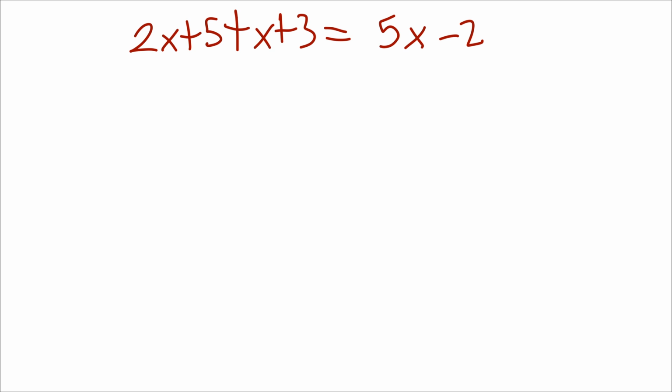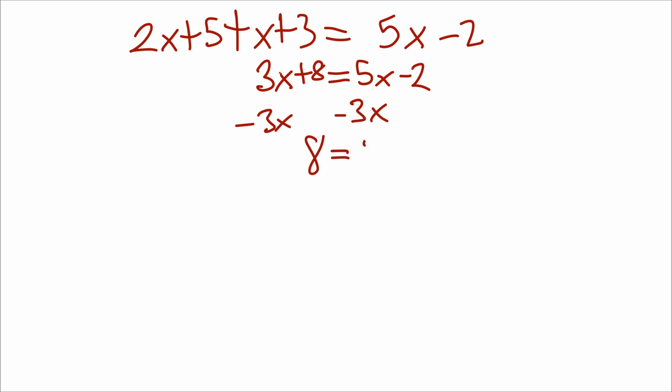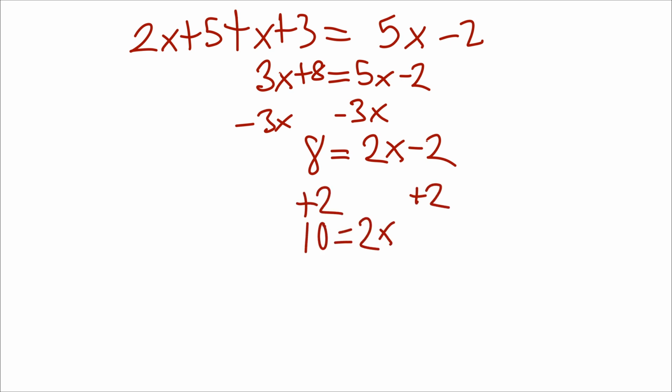So let's do some math. First thing I do, combine terms. 2x plus x is 3x. 5 plus 3 is 8. 3x plus 8 equals 5x minus 2. Then I want to get the x's on the same side, so I subtract the 3x from each side. That gets me 8 is equal to 2x minus 2. I want to get the 2x by itself, so I add 2 to both sides. 10 equals 2x. To get the x all by itself, I divide by 2, meaning 5 is equal to x.